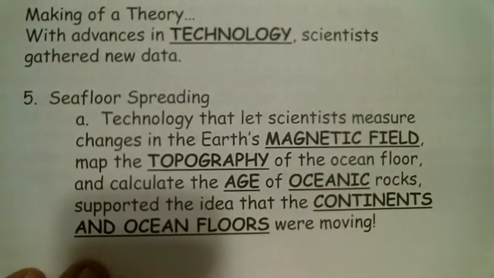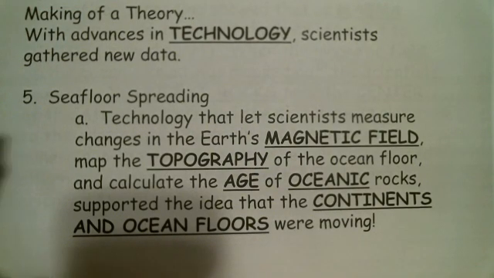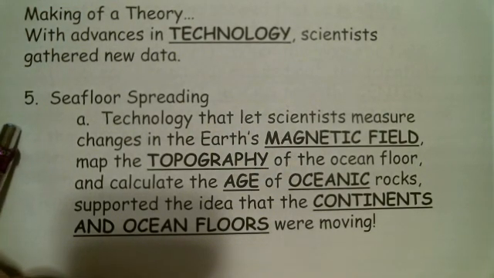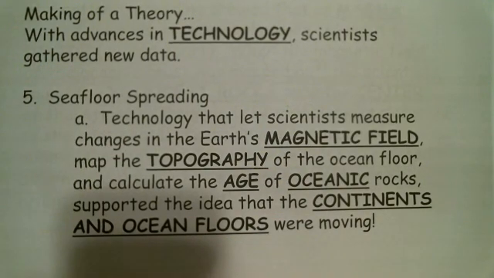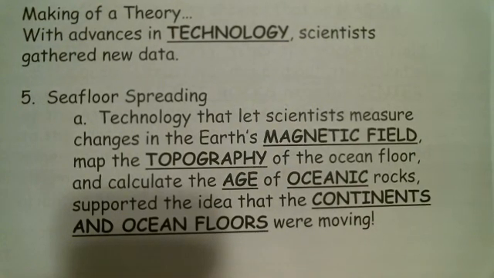The making of a theory. With advances in technology, scientists gathered new data. Number 5. Seafloor spreading was another part of evidence, in addition to the other 4 that we've had. Technology let scientists measure changes in Earth's magnetic field, map the topography of the ocean floor, and calculate the age of oceanic rocks. This supported the idea that continents and ocean floors were moving.